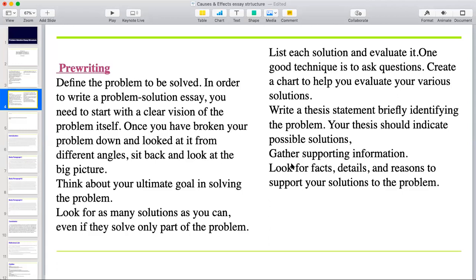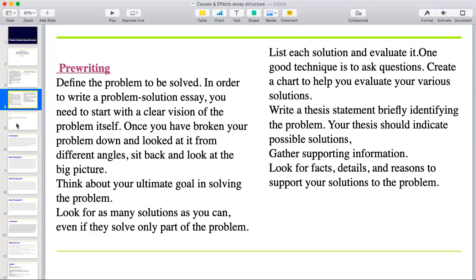You have to collect supporting information because you cannot tell me this solution is weak or this solution is strong without facts, right? Without information from the sources. You have to depend on the sources for this. Look for the facts and the details and reasons to support your solutions to the problem.